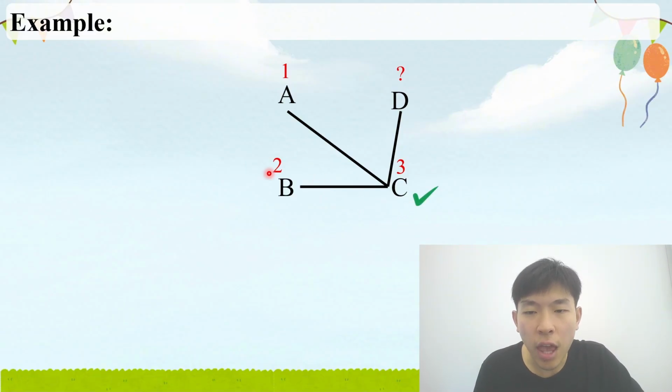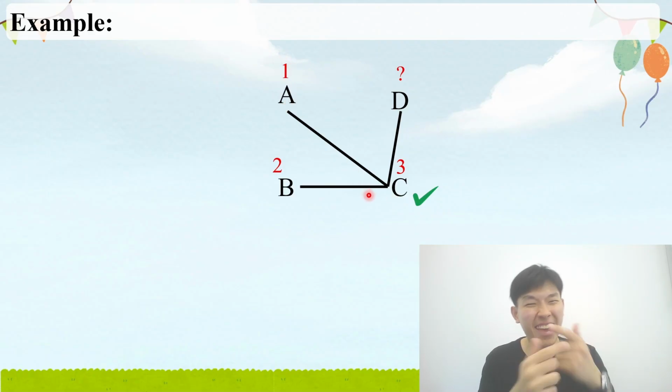Next, let's look at B here. B shakes hands twice. Now, B has only one person, only one time. Is B done? Not yet. Now, let's move on to A here. So A shakes hands one time. We see, is A done? Yes, A is done.